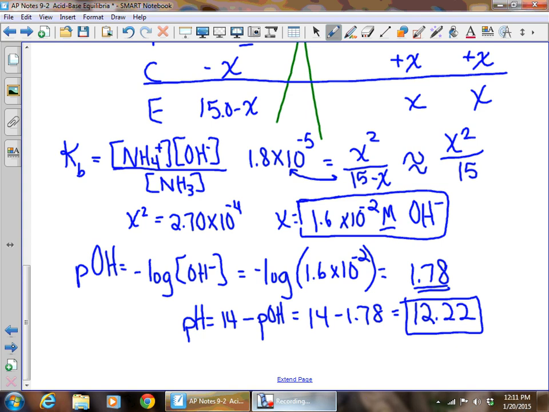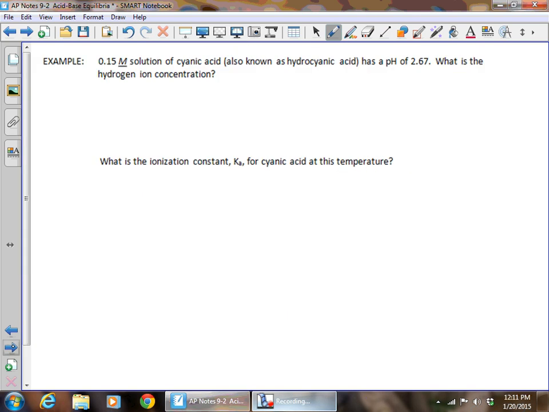Okay, one more type of problem that I want you to look at. This is when they give us a certain molarity of an acid and they actually tell us the pH, and this time they're going to ultimately be asking us for the Ka for this particular acid. So it is switching it around a little bit, okay? Since it has a pH of 2.67, it gives us the pH of this solution, so we can take 10 to the negative 2.67 and that's going to be our hydrogen ion concentration.